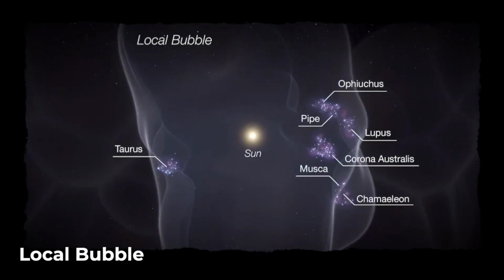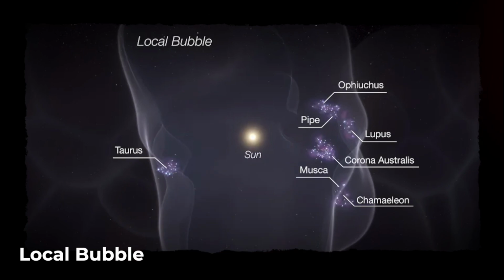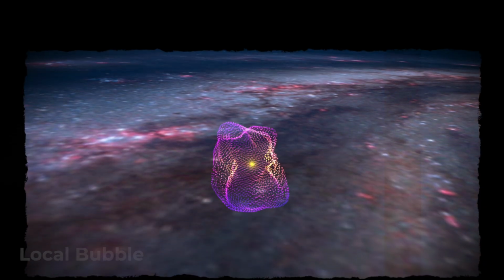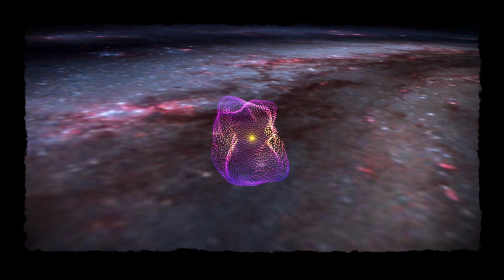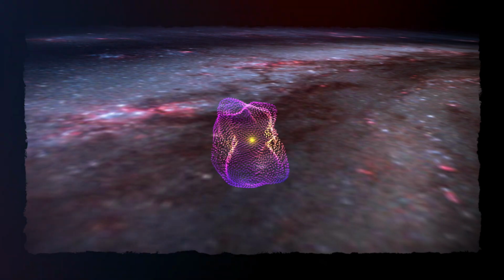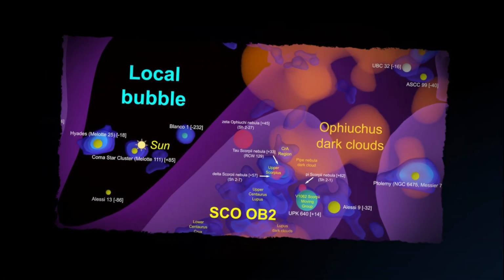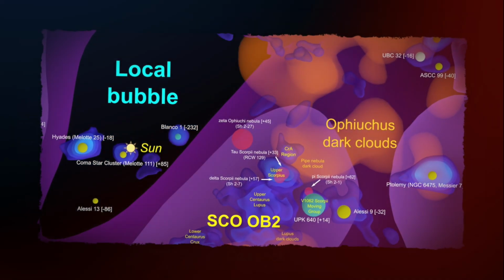The Oort cloud is part of a larger structure known as the local bubble. It represents an area of rarefied hot gas in an irregular shape, located in the interstellar medium within the Orion arm of our galaxy.